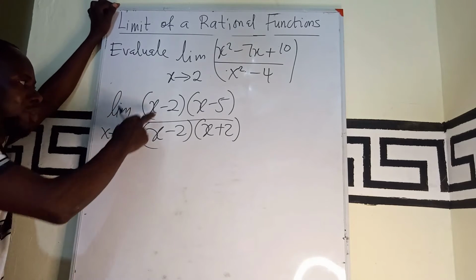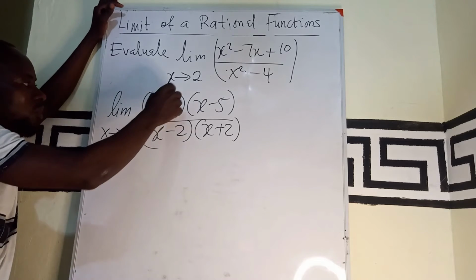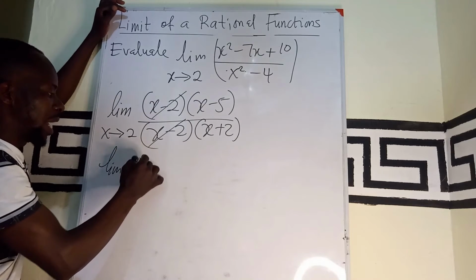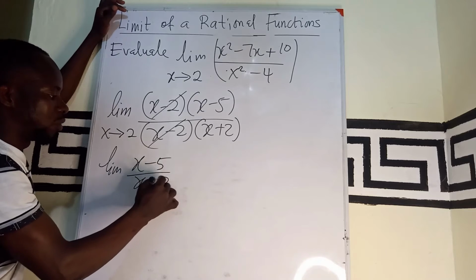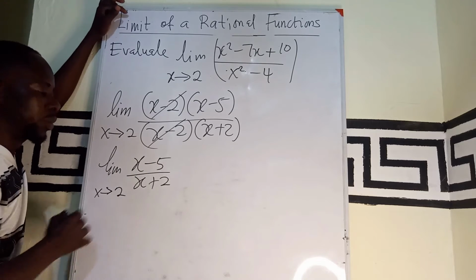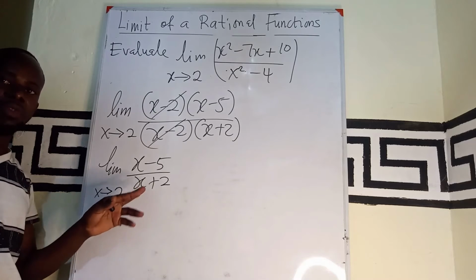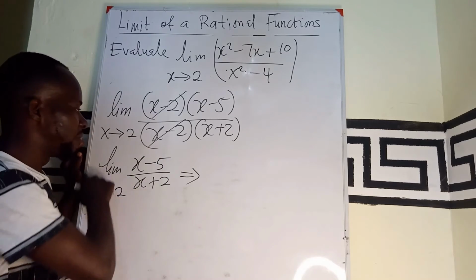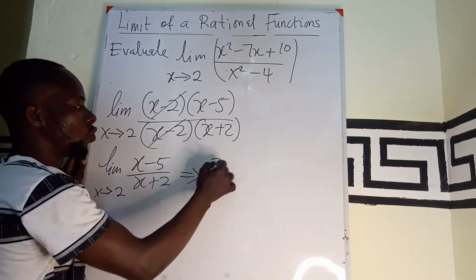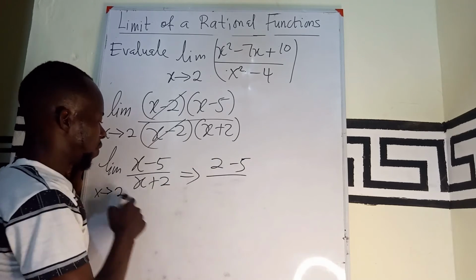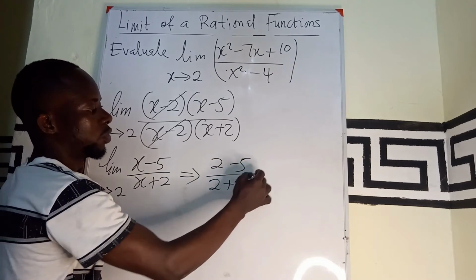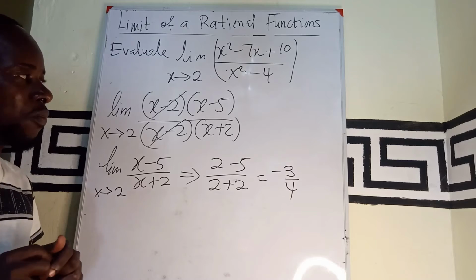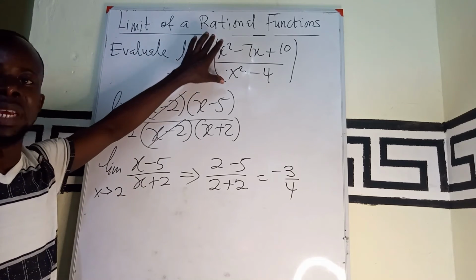Now we can also see that the numerator and the denominator have a common factor. So right away we strike that out. We are left with the limit of (x minus 5) over (x plus 2), as x is approaching 2. So in this case, if I put 2 here, 2 plus 2 is not 0. So it means I can find the value of this limit to be 2 minus 5 over 2 plus 2. So minus 3 over 4 becomes the answer for the evaluation of this limit.